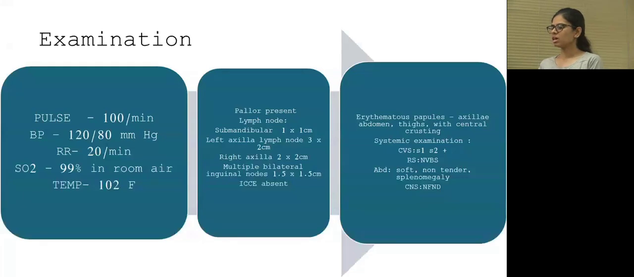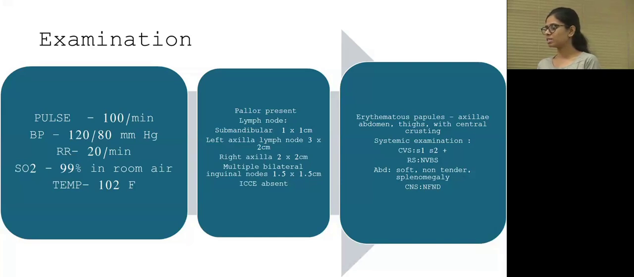On examination, his pulse rate was 100 per minute, regular. Blood pressure was 120 by 80 mmHg. Respiratory rate was 20 per minute. Saturation 99% in room air. He had a temperature of 102 Fahrenheit. On general examination, he had pallor. There was generalized lymphadenopathy in the submandibular region.